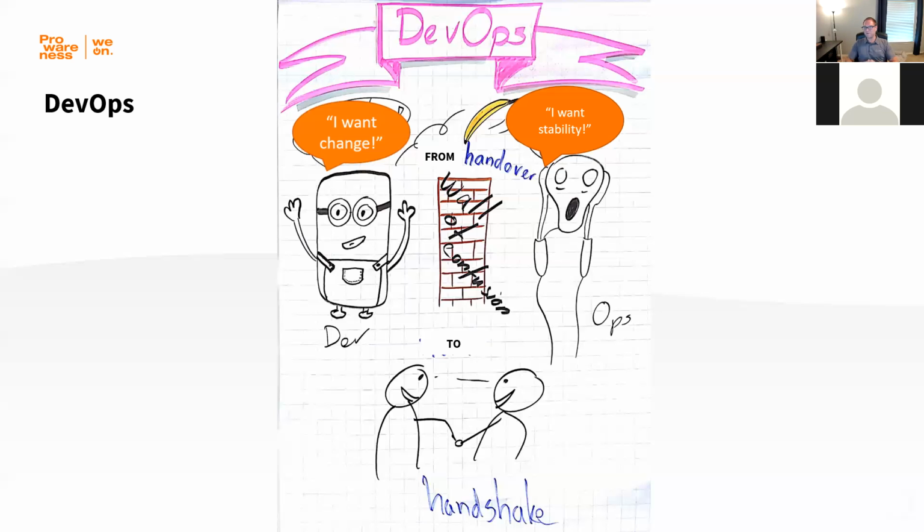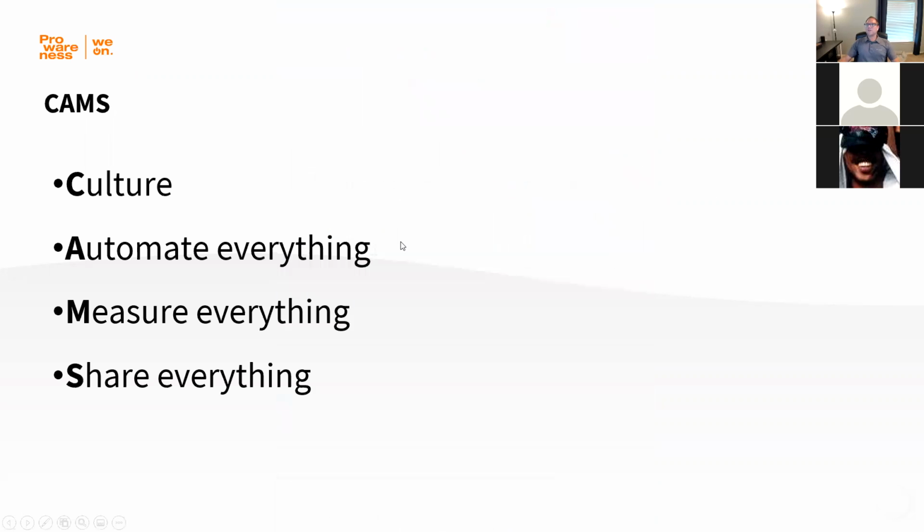And the thing that DevOps tries to tackle, tries to move towards, is getting more towards a handshake, more towards a collaboration, and really breaking down that wall of confusion that is in between these two. Any questions about this so far? Doing great. Thanks, Humphrey.